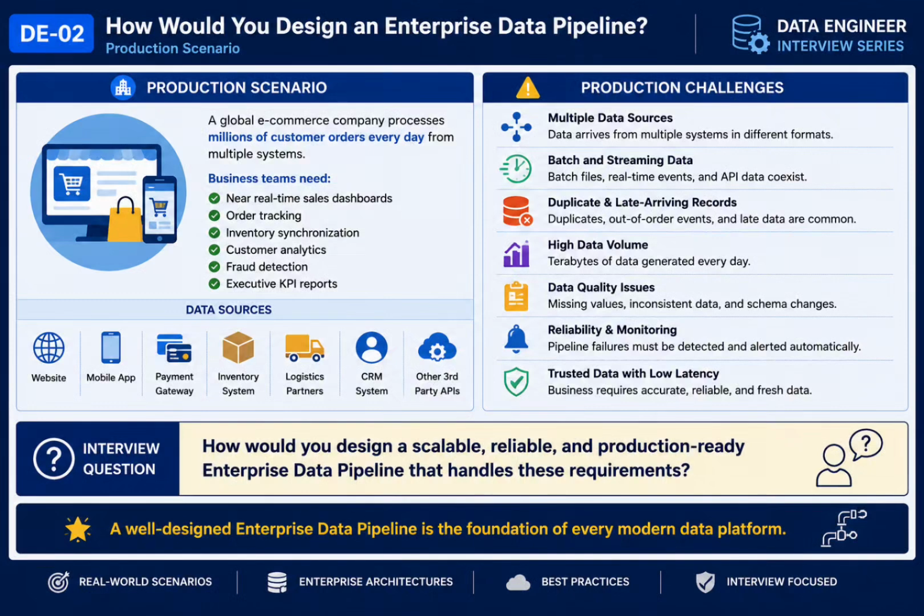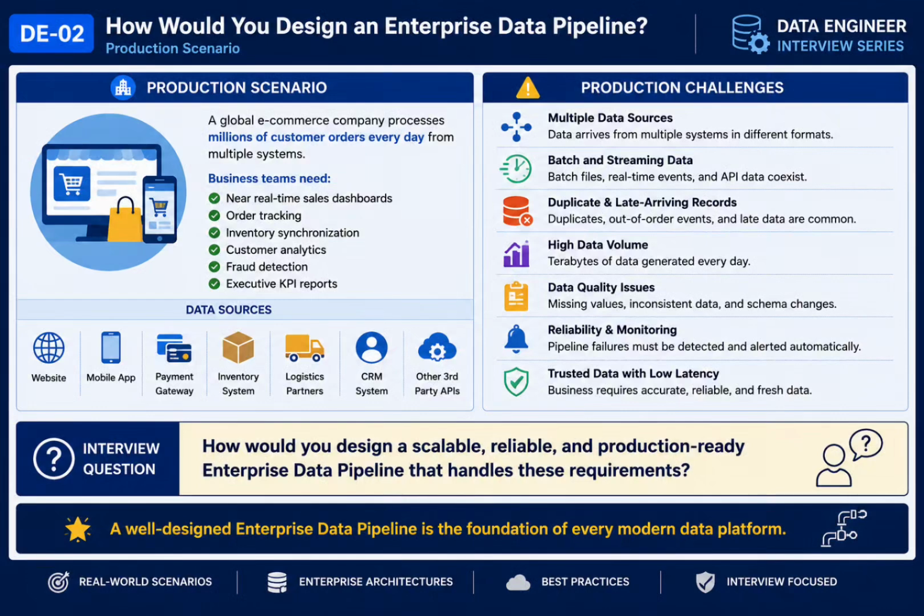However, the challenges are significant. The data arrives from multiple systems, right? Some data is batch while some is streaming. Duplicate and late arriving records are common. Data volume reaches terabytes every day. Data quality issues must be addressed. Any pipeline failure should be detected immediately. The business needs accurate, trusted and fresh data. So the interview question becomes, how would you design a scalable, reliable and production ready enterprise data pipeline?